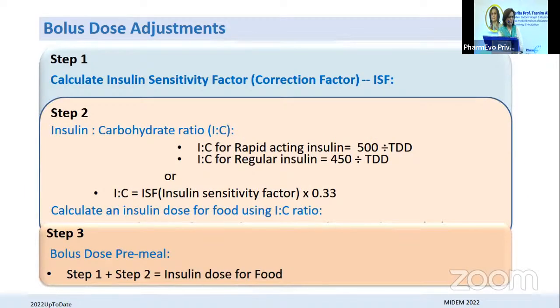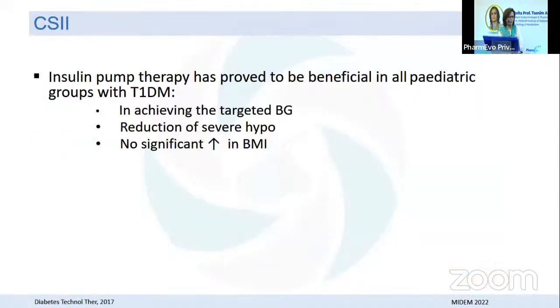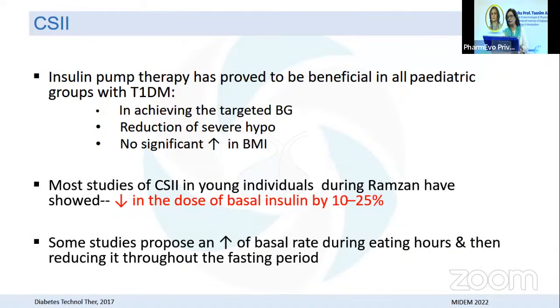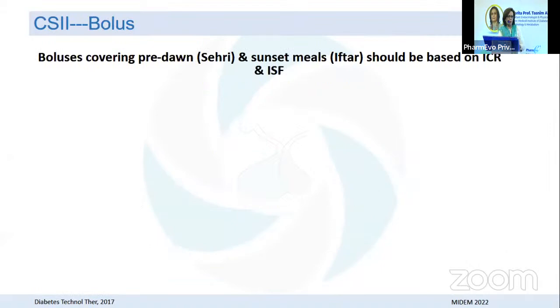I don't want to talk too much about the pumps, but most studies in insulin infusion pumps have shown that during Ramzan, you will need to reduce the pump or the total amount of insulin by 10 to 20%. And some studies propose an increase of basal rate during the eating hours and reducing the basal. You can do that with a pump. So a little more basal insulin going during the eating hours and less going during the fasting hours. So you may give boluses covering pre-dawn and iftar.